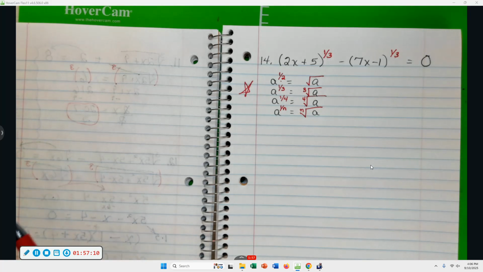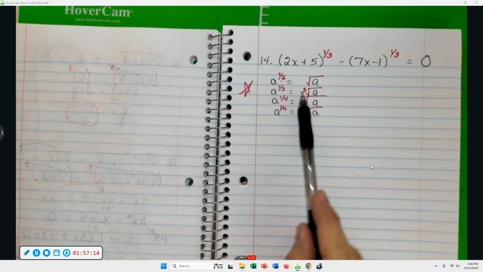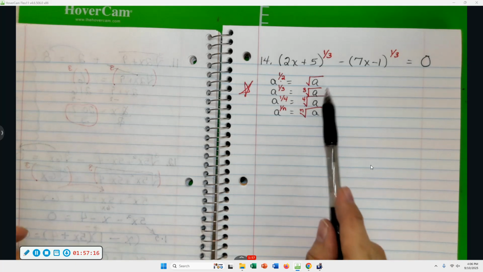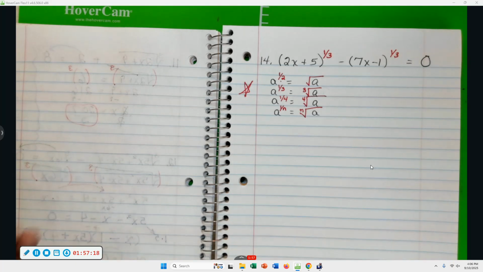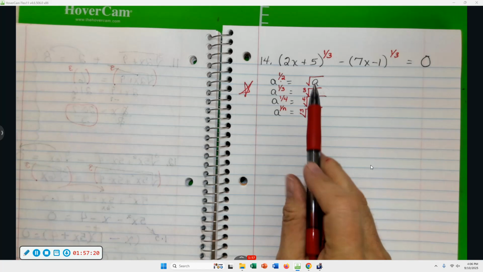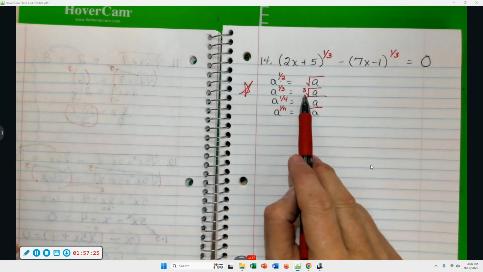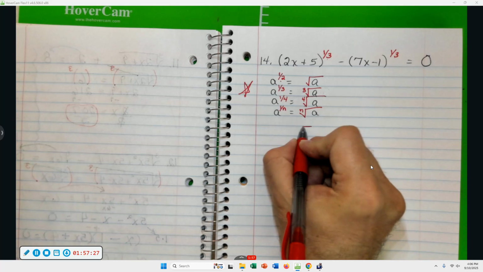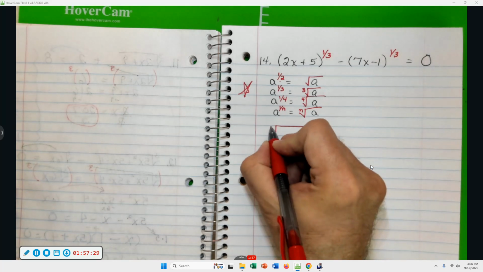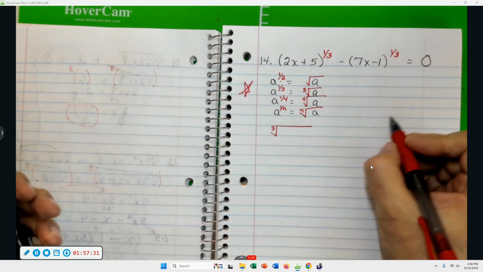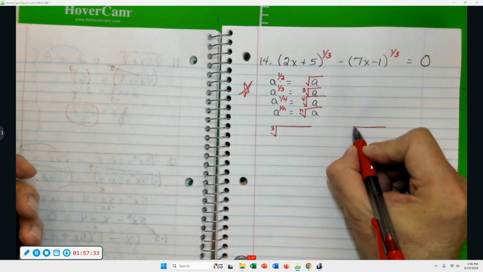So with that in mind, let's rewrite number 14 using radicals. I want to try to make number 14 look like the problem we just did. If we replace these red 1/3 with the red cube root, it's actually going to look easier than the one we just did.